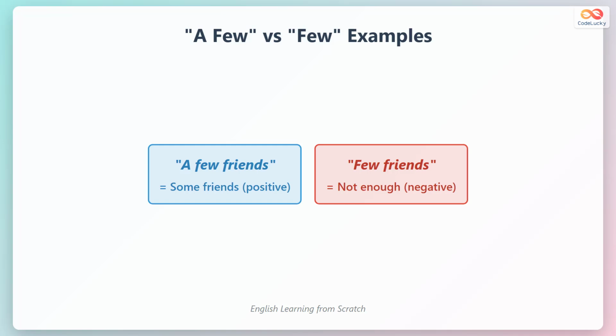A few friends means you have some friends, which is positive. Few friends means you do not have enough friends, which sounds negative. The same rule applies to all countable nouns.